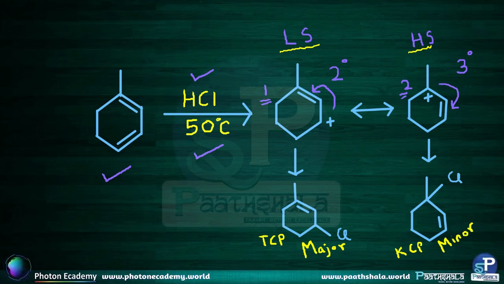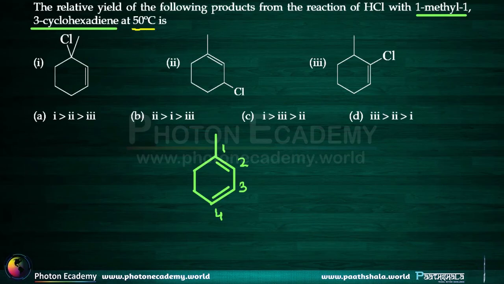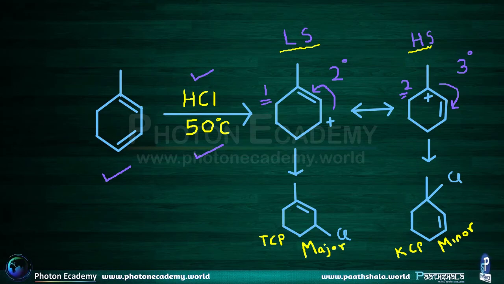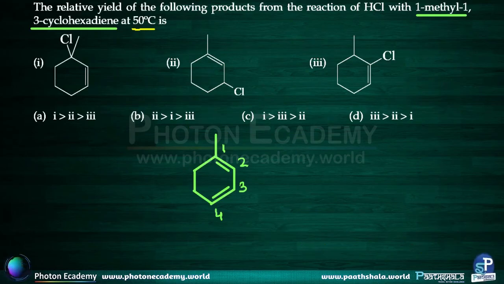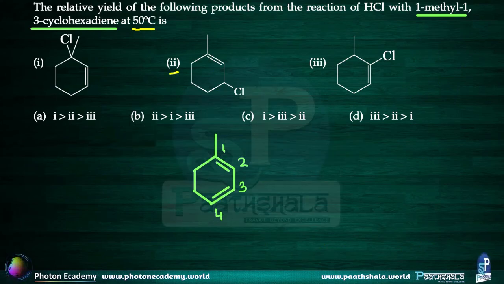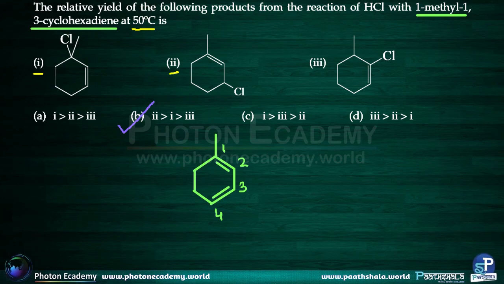Now, when I look at the options given to me, my major product is the TCP, which here is shown as organic compound 2. The KCP which I have is shown as organic compound 1. My TCP is the major product. Hence, upon analysis of the given options, we can conclude that the appropriate answer is option B. 2 has a higher yield than 1, which has a higher yield than the third organic compound. In fact, the third organic compound won't even be formed here.